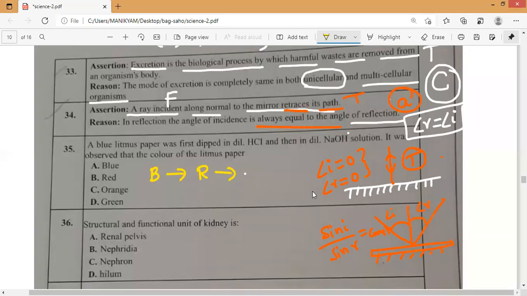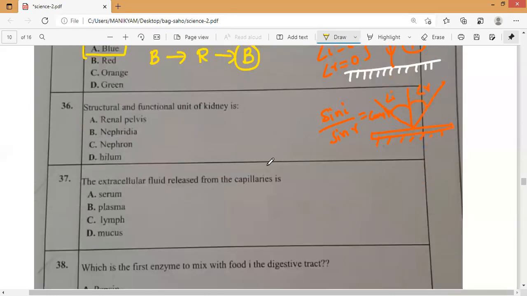Now again it is dipped in the base. So what will it turn into? Blue. Blue only. What is the color? Blue, sir. Understand, everybody? So after observation, the color is blue.